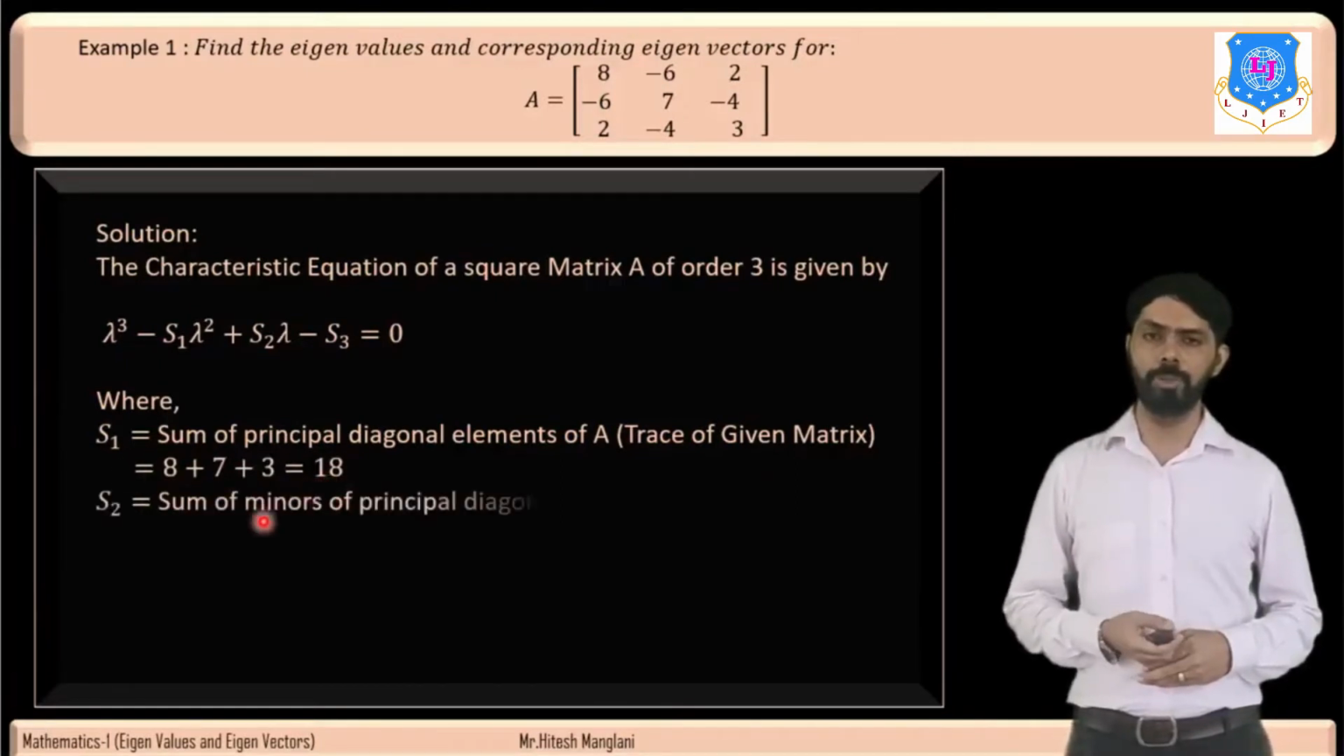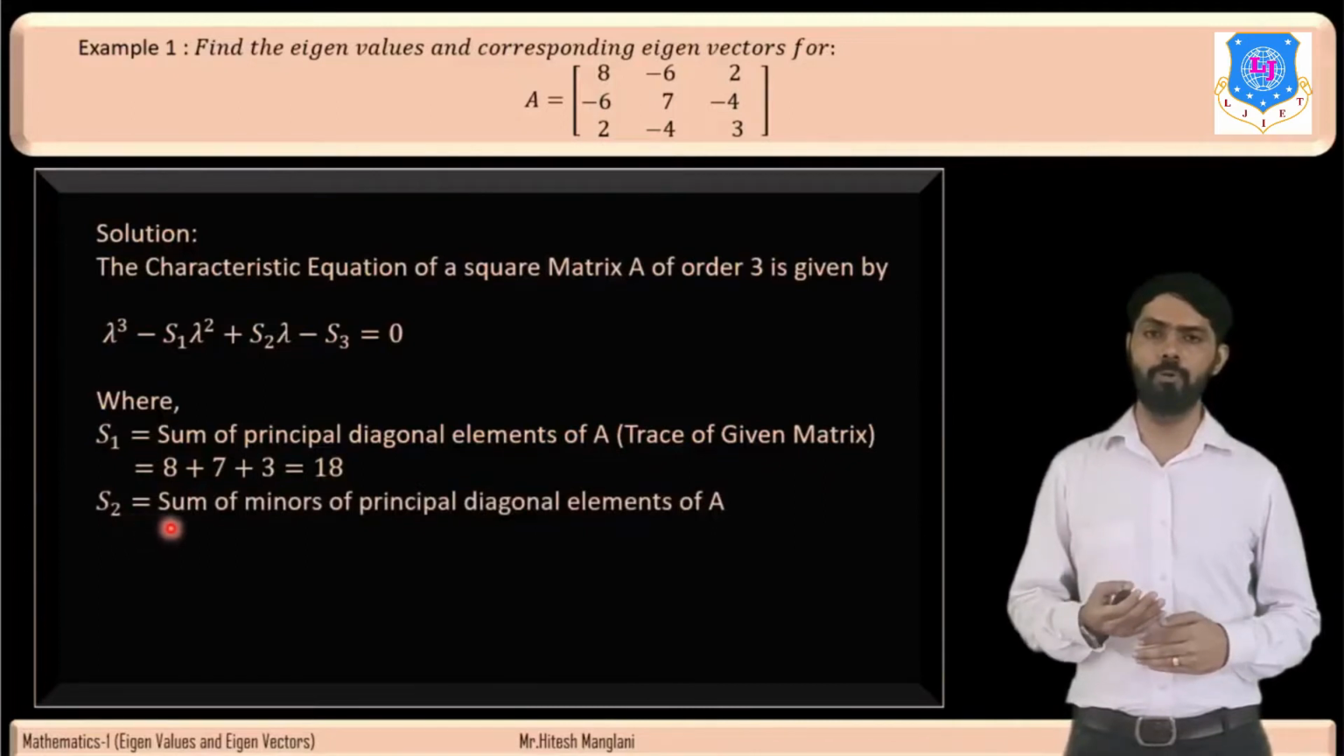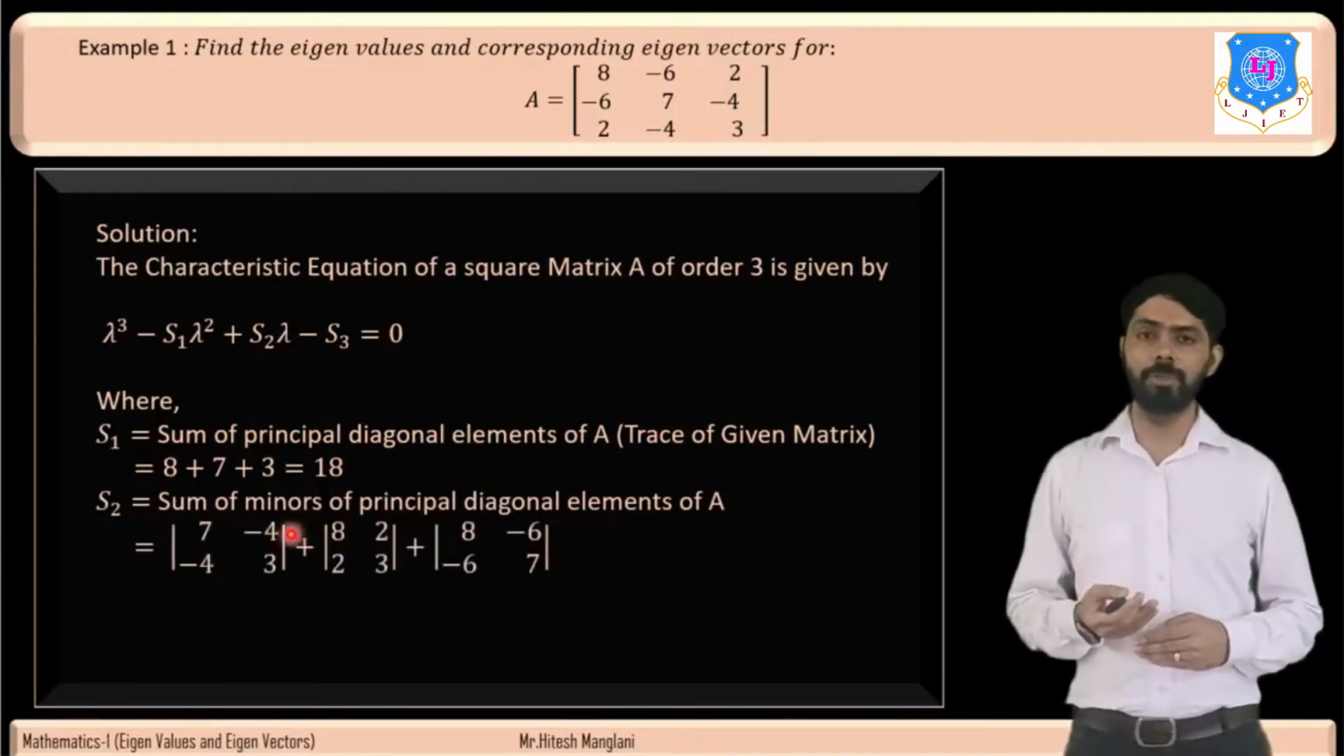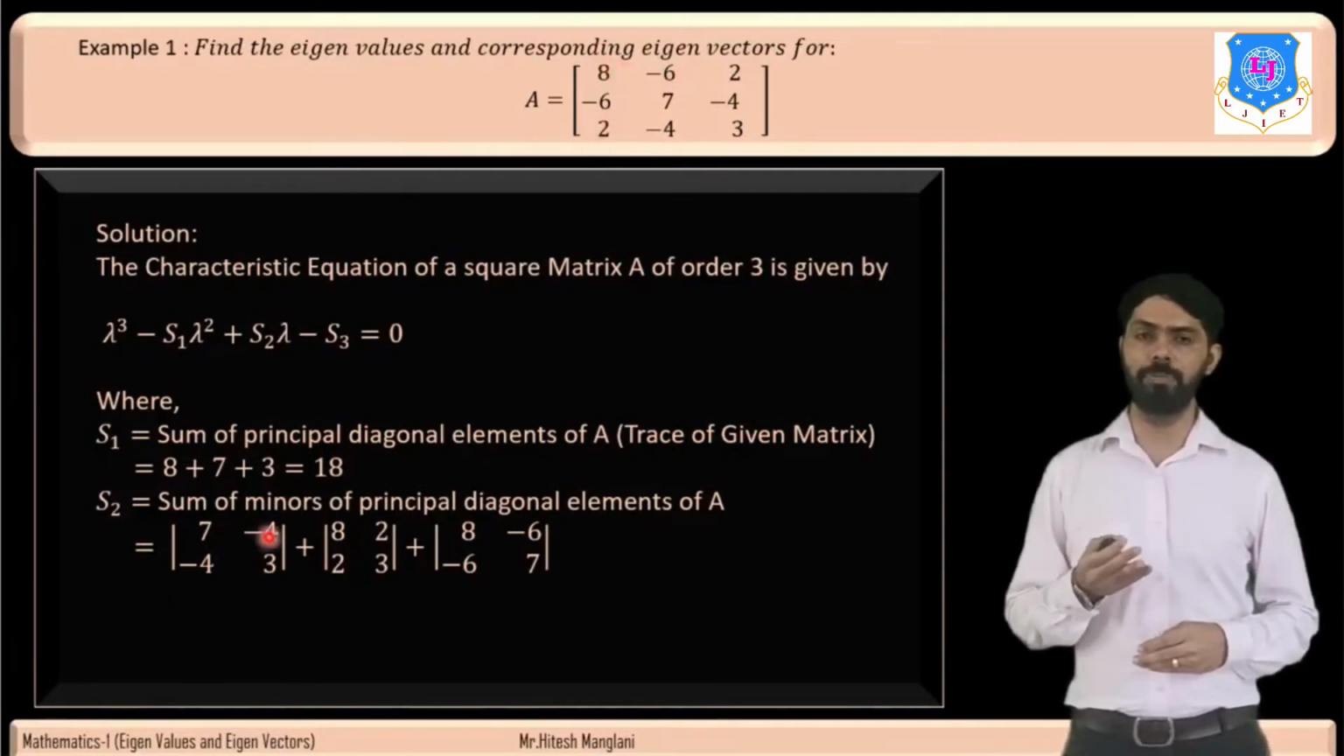Now we will find s2. s2 is equal to the sum of minors of principal diagonal elements of A. So we will have to find the minors of the principal diagonal elements. First, we will find the minor of 8. 8 lies in the first row and first column, so we will hide the first row and first column. The matrix will be [7, -4; -4, 3], and we will take the determinant of this matrix.